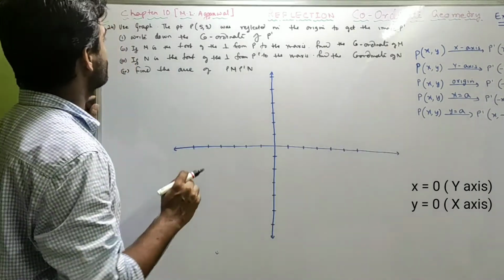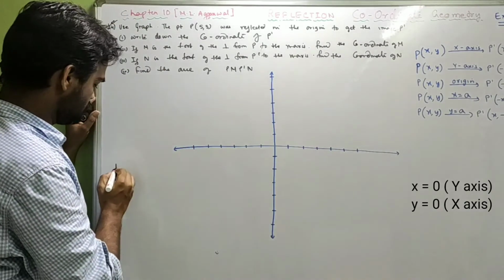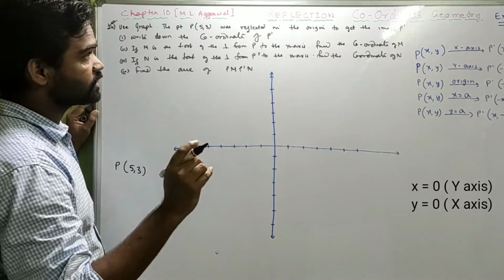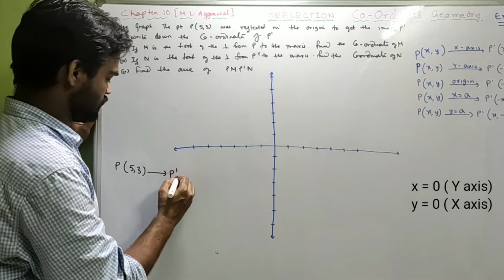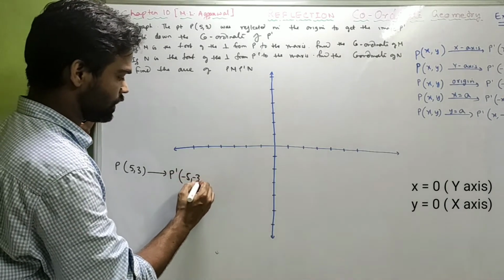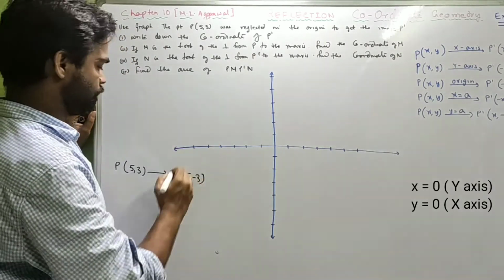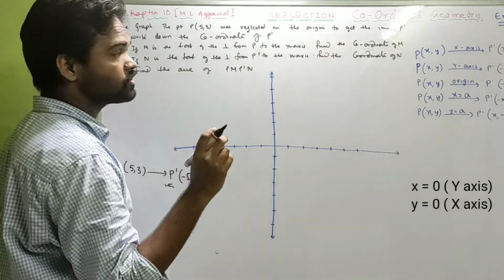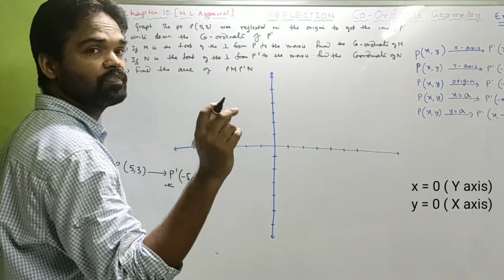Now look at this sum, sum number 24. Very interesting. Use graph. The point P is 5, 3, reflected in the origin. So when it's reflected in the origin, to get P dash, P dash will be minus 5, minus 3. Both the signs change, okay? Write then the coordinate of P dash, done. Then number 2. If M is the foot of the perpendicular from P to x-axis, find the coordinate of M.